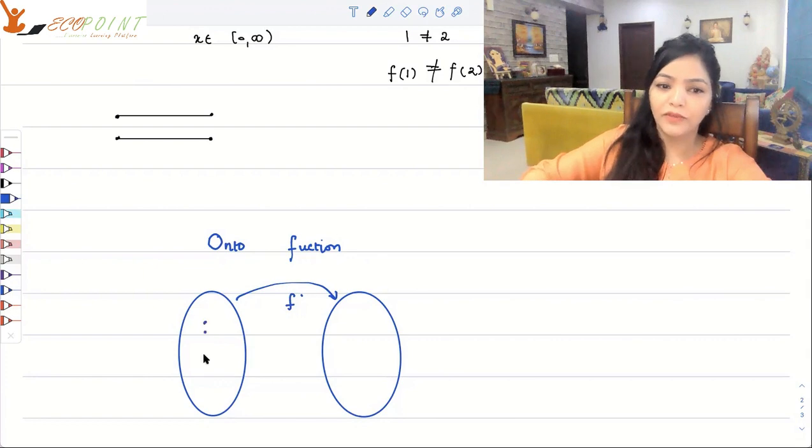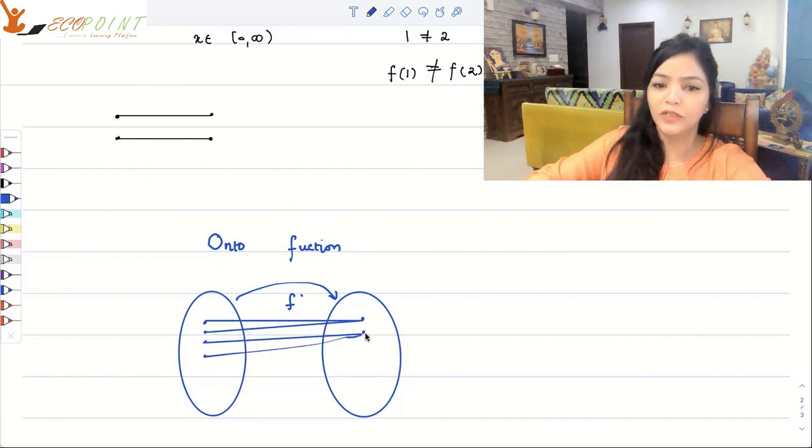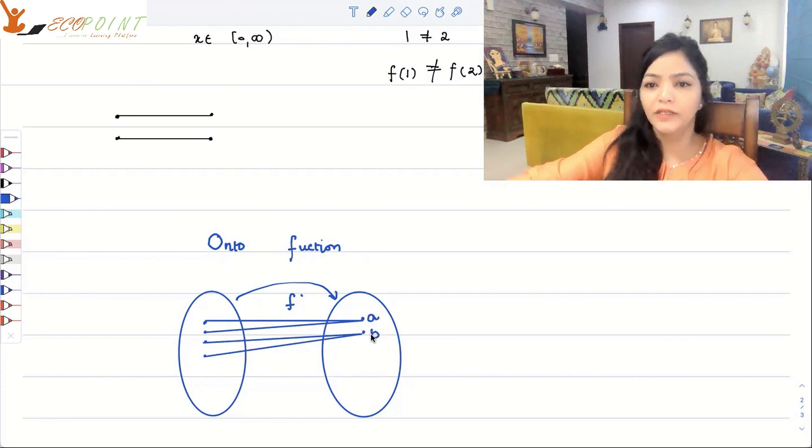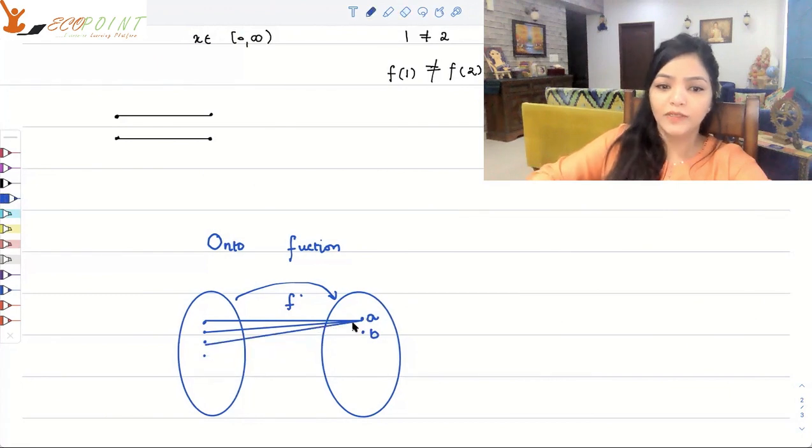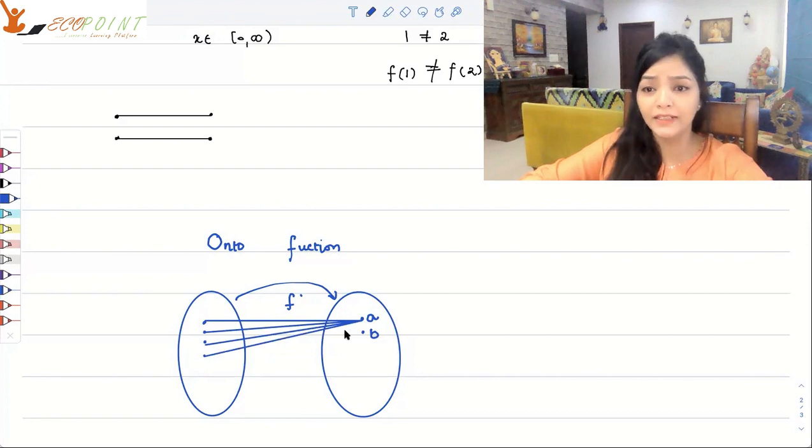Suppose you have 4 entries here and 2 entries here. In case everything maps to both the entries as a valid function, suppose 2 inputs are going to A and 2 inputs are going to B, then it's an onto mapping. Suppose everything maps only to A and nothing maps to B, B is an idle element, idle as in which has no pre-image, then it will not be an onto function.